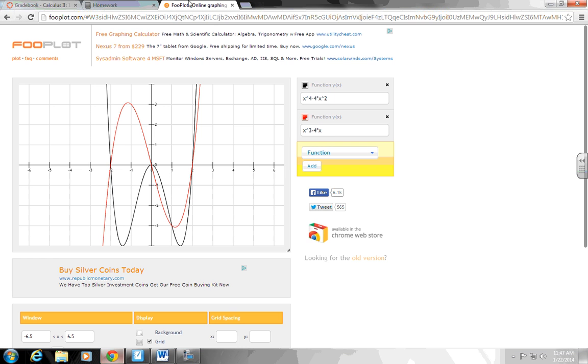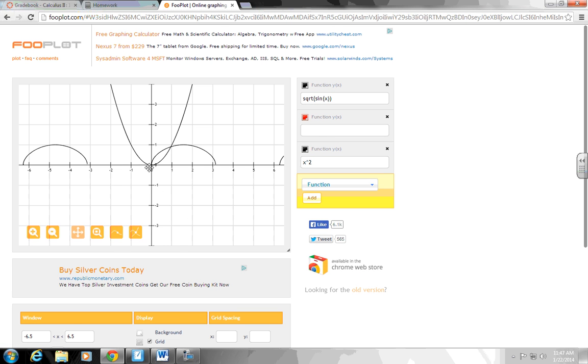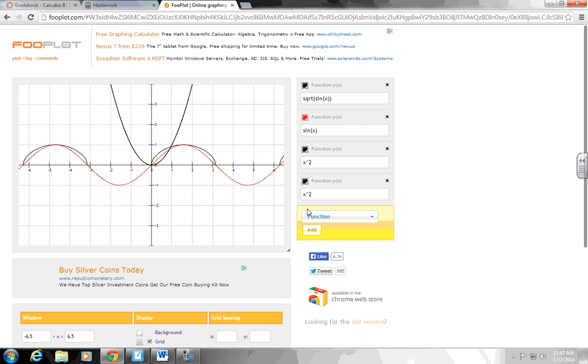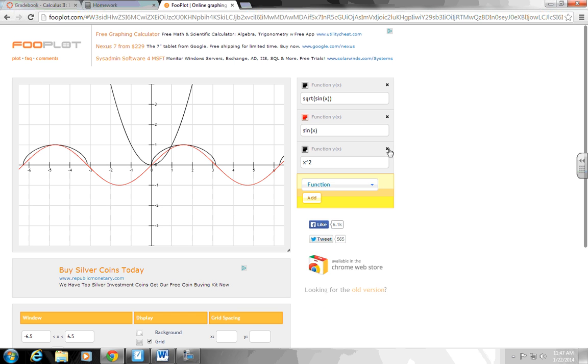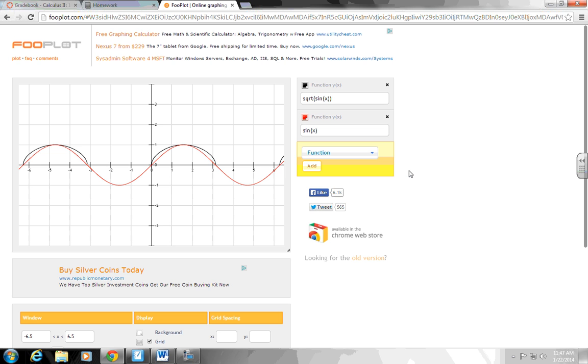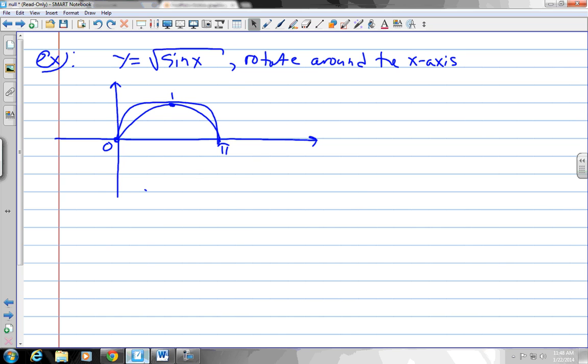Well, let's see, if it has the square root, the square root of sine of x. So yeah, see, if I do just sine of x, you see sine of x stays just a little bit below. Right? But anyways, it just looks like sine. That's about all. So we're going to take that thing and rotate it around.